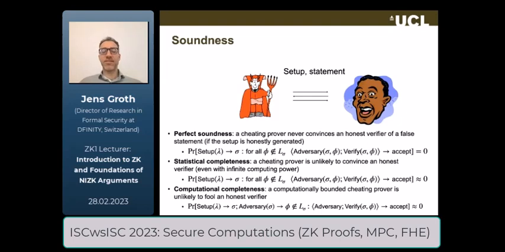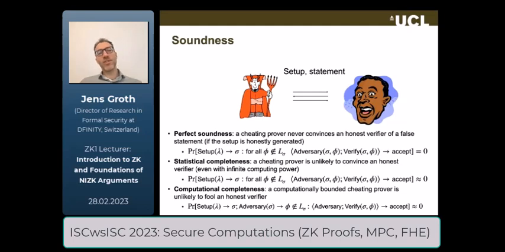And then you can relax that and say, well, it's very unlikely to convince an honest verifier. So we accept some small error probability, but in general, it should be very hard for an attacker to convince a verifier. And then you can relax that even more and say, maybe we don't care so much about what a computationally unbounded attacker can do. I just want to protect myself against a computationally bounded cheating prover. So assuming that the cheating prover only has the accumulated force of the computers of the internet, the cheating prover cannot convince me of a false statement.